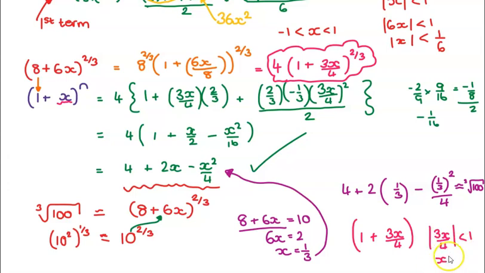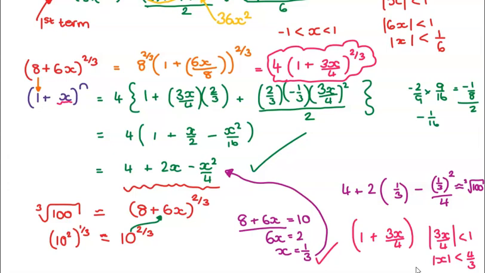So to just get x on its own, we're going to multiply by 4 and divide by 3. So bring that 4 up, divide by the 3. So this is valid if the modulus of x is less than 4 thirds. Well, a third is less than 4 thirds. Boom! So this will be valid.